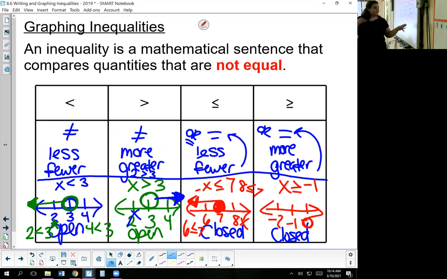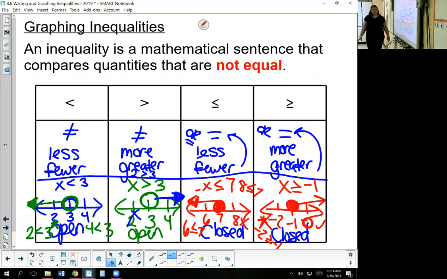So if I asked you to pick any number that is greater than or equal to -1, first of all, it's equal to, so it better be a closed circle. And whatever I plug in for x on this side, gotta work. So if I plug in -2, is -2 greater than or equal to -1? It ain't, it's colder, right? Think about temperature. So therefore, I would go in the other direction. This is not working. This direction works. 0 is greater than -1.